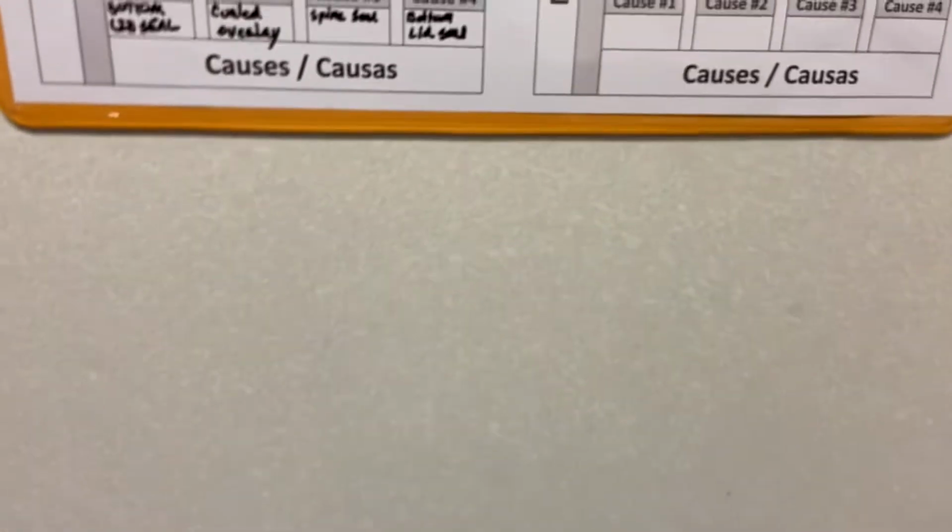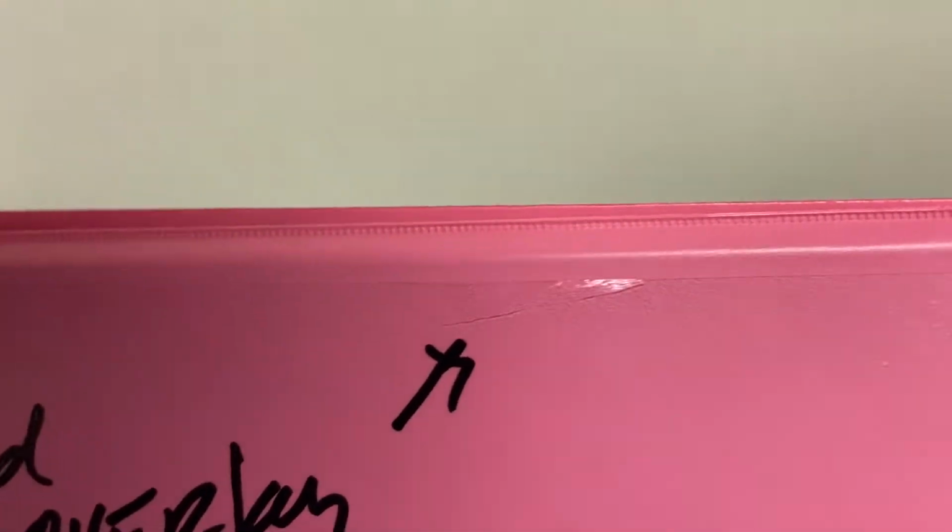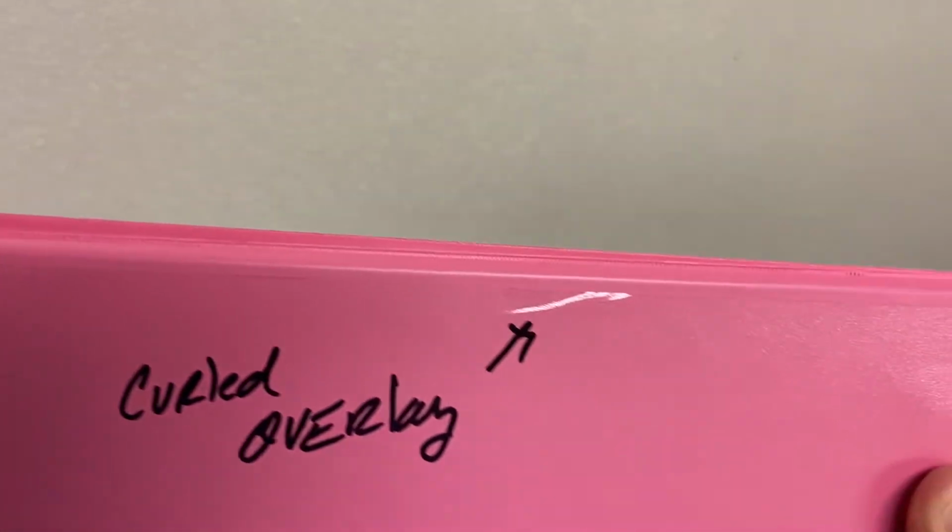Let's talk about the curled overlay. Curled overlay, you can see right here. Try to roll this around a little bit so you can get a good idea of it. That overlay is kind of curled over on the side, and you can see that's happening in the process. So that's a problem we've been having.